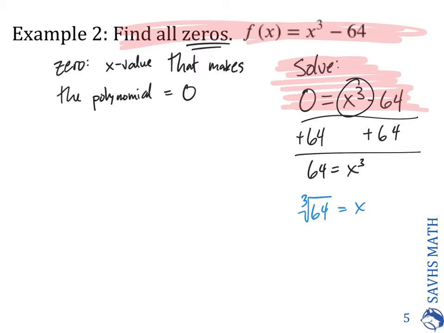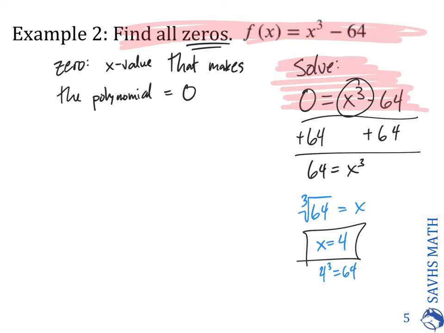What do you get when you do that? Put it in your calculator. Take a second and see if you can find the cube root button. You should have gotten that x is 4, because 4 cubed is 64. So what that tells us is that one of our solutions is x equals 4.